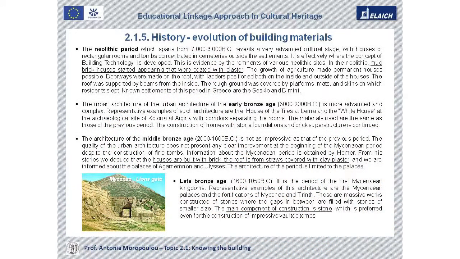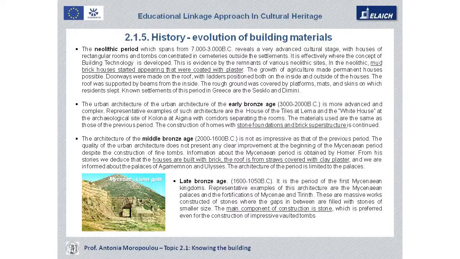Urban architecture in the early Bronze Age, when firing temperatures are starting to be revealed, is being enriched with materials, with bricks. Of course, stone foundations and brick superstructures are combined. We have the House of Tiles at Lerna, the White House at the Colonna of Aegina, where we are starting to observe internal separations with corridors and rooms.